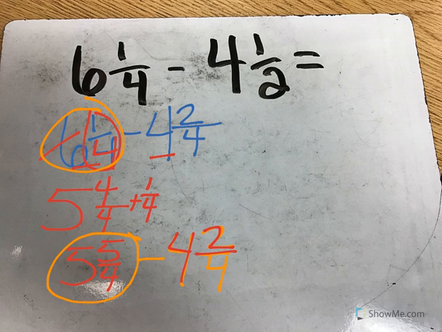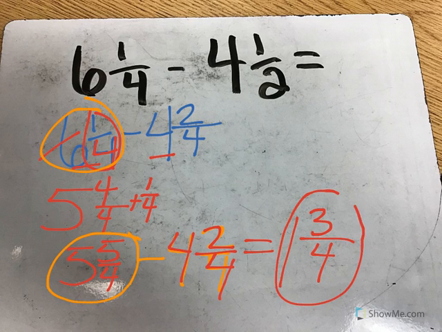I'll rewrite this in red. I'll do my whole numbers first. 5 minus 4 is 1. My numerator is 5 minus 2 is 3, and 4 minus 4 is 4 because my denominators do not change. So 6 and 1/4 minus 4 and 2/4 is 1 and 3/4. So find the common denominator. I couldn't take 2 from 1, so I borrowed. 6 and 1/4 becomes 5 and 5/4, minus 4 and 2/4, and my answer is 1 and 3/4.